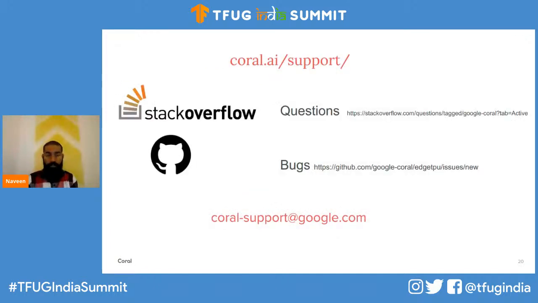So finally, if you guys have more questions or need any help, you can log on to coral.ai/support. If you have questions, you can post them on Stack Overflow. If you have bugs, you can report them on the Google Coral GitHub handle. And if you have more technical questions, or if you need more help, you can always send an email to coral-support@google.com. But coral.ai/support would be a good stop for you if you need any help, and where we also release our news about the new compilers and the new software updates.